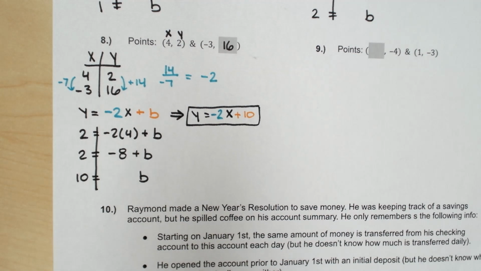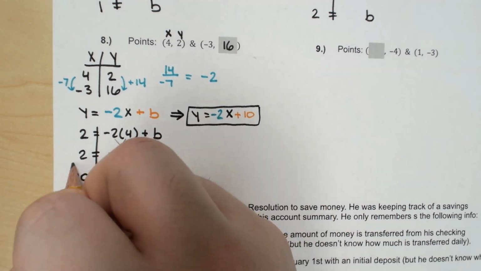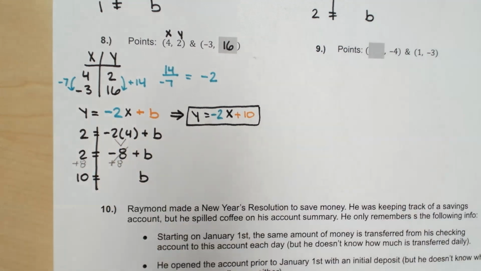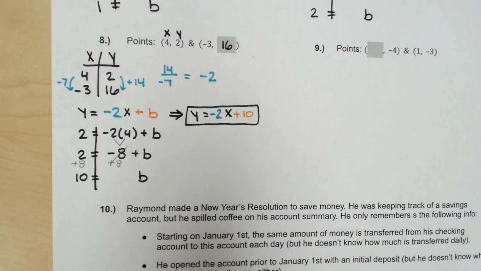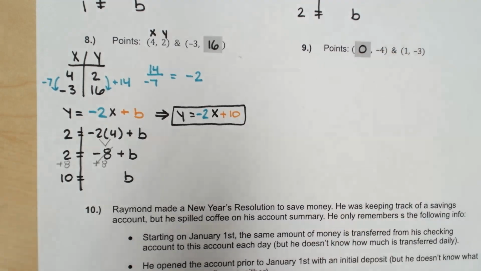Oh, let me show my work at least on that. Negative 2 times 4 is negative 8. Add 8 to both sides. You get 10. Okay, number 9. Same thing as number 8. The missing coordinate, though, is 0. So take a couple minutes and try number 9.